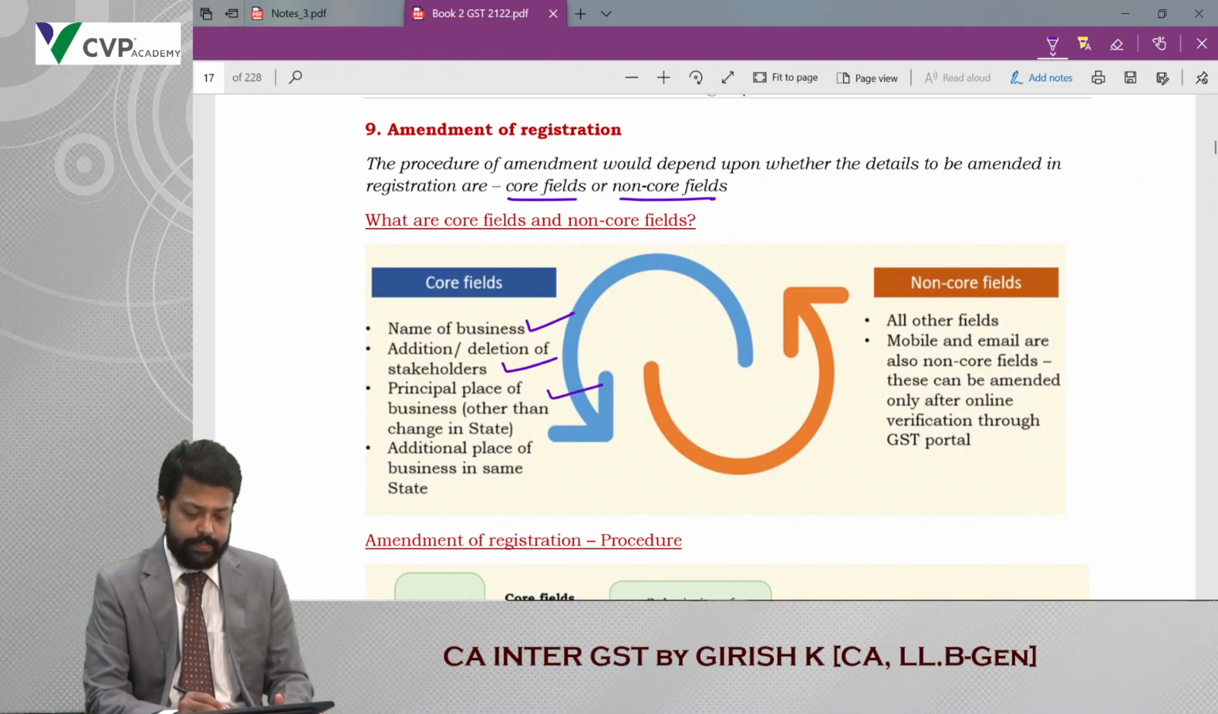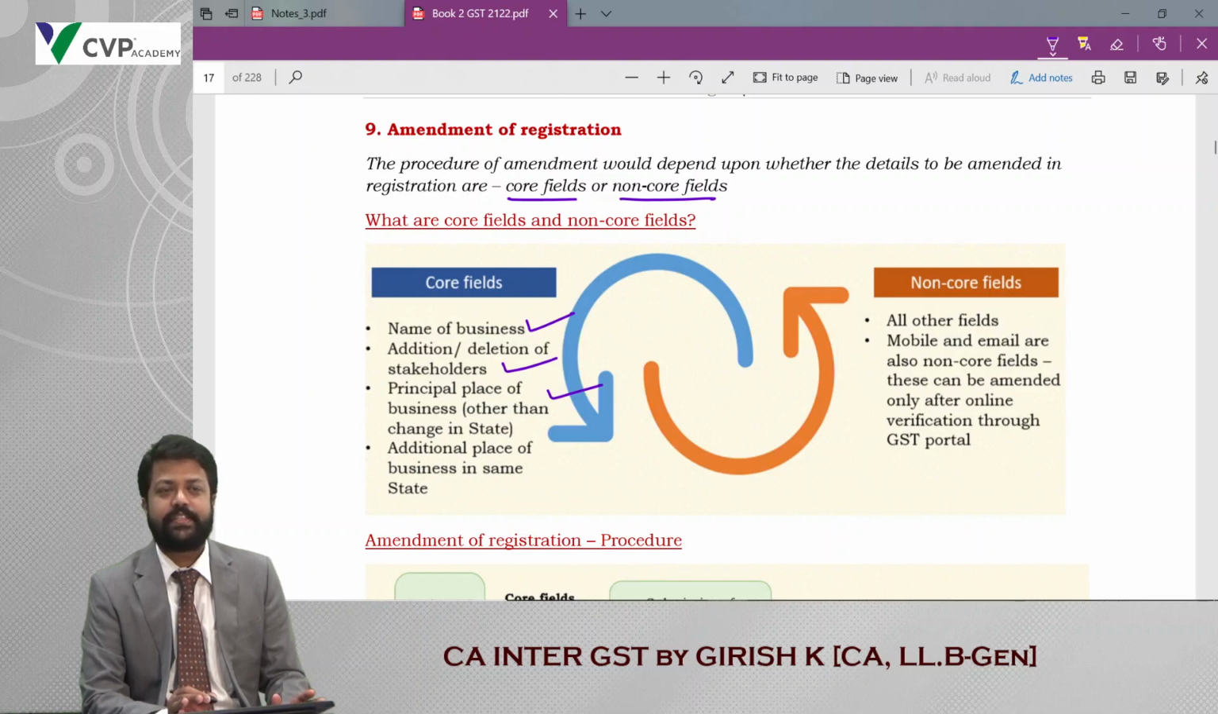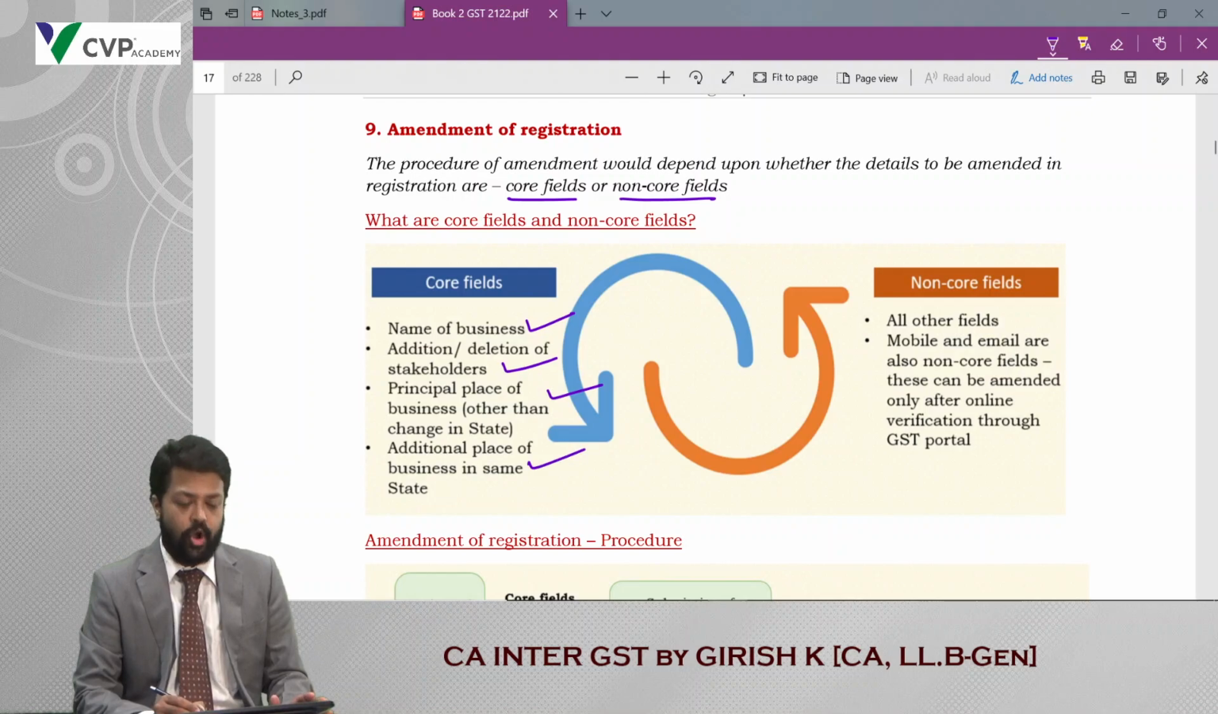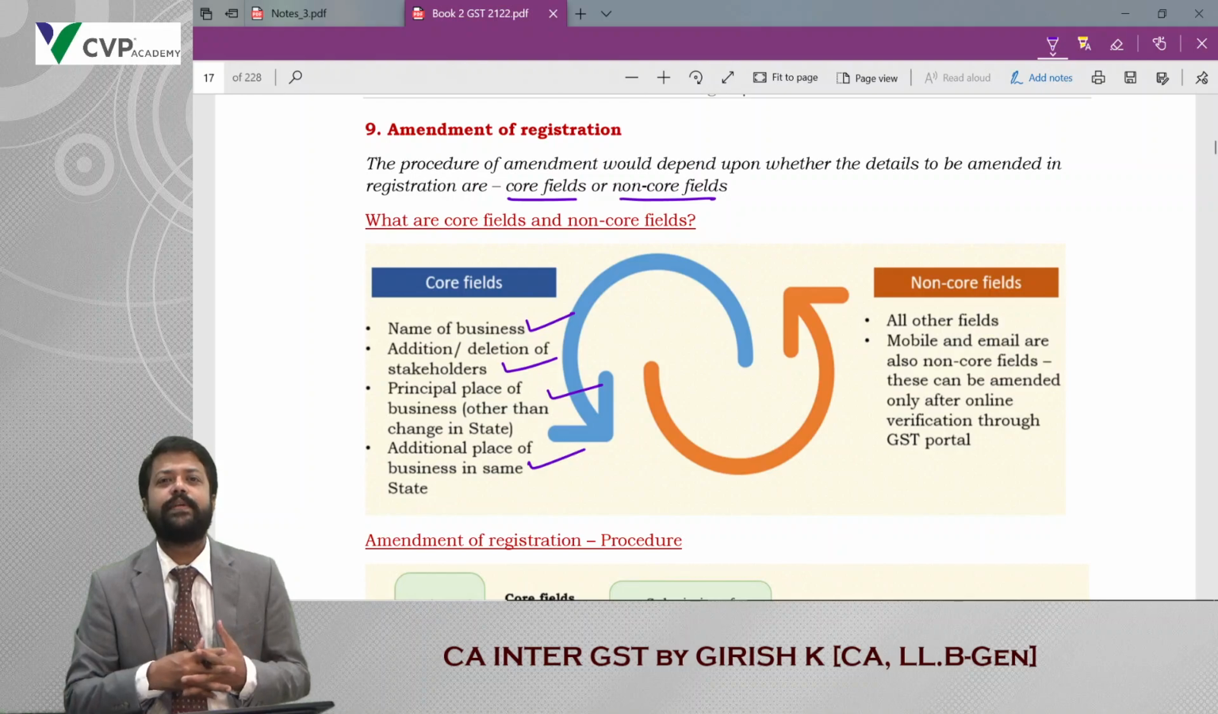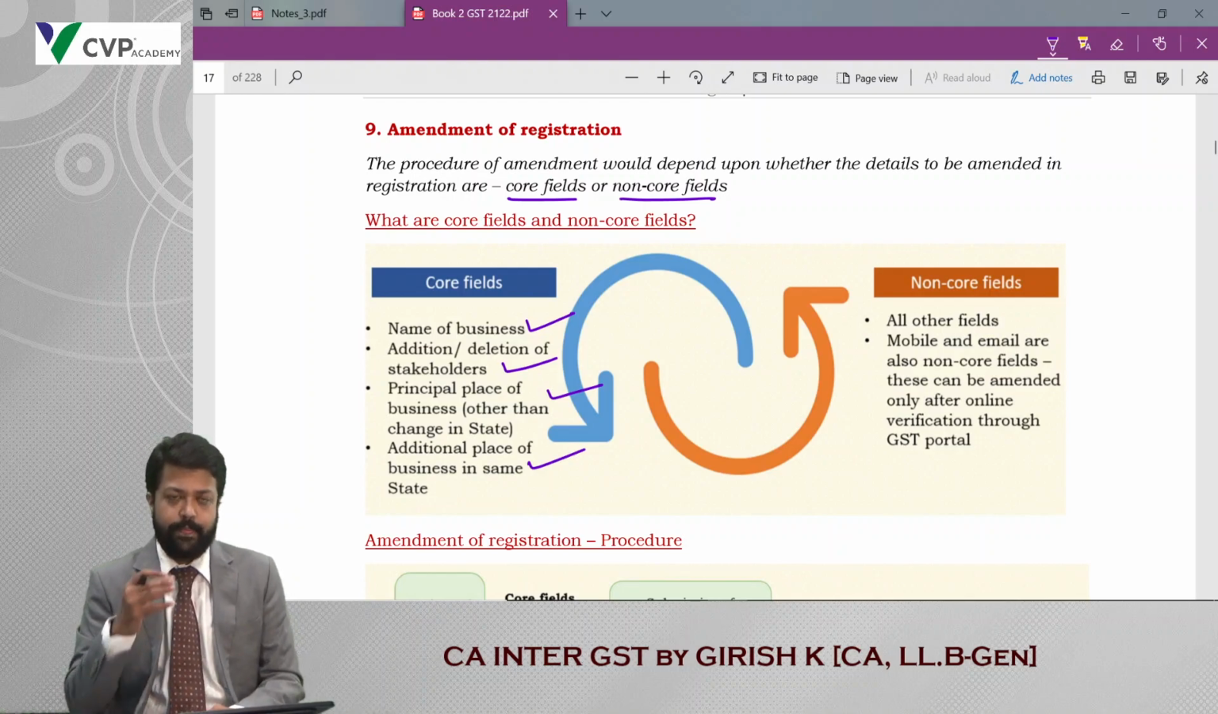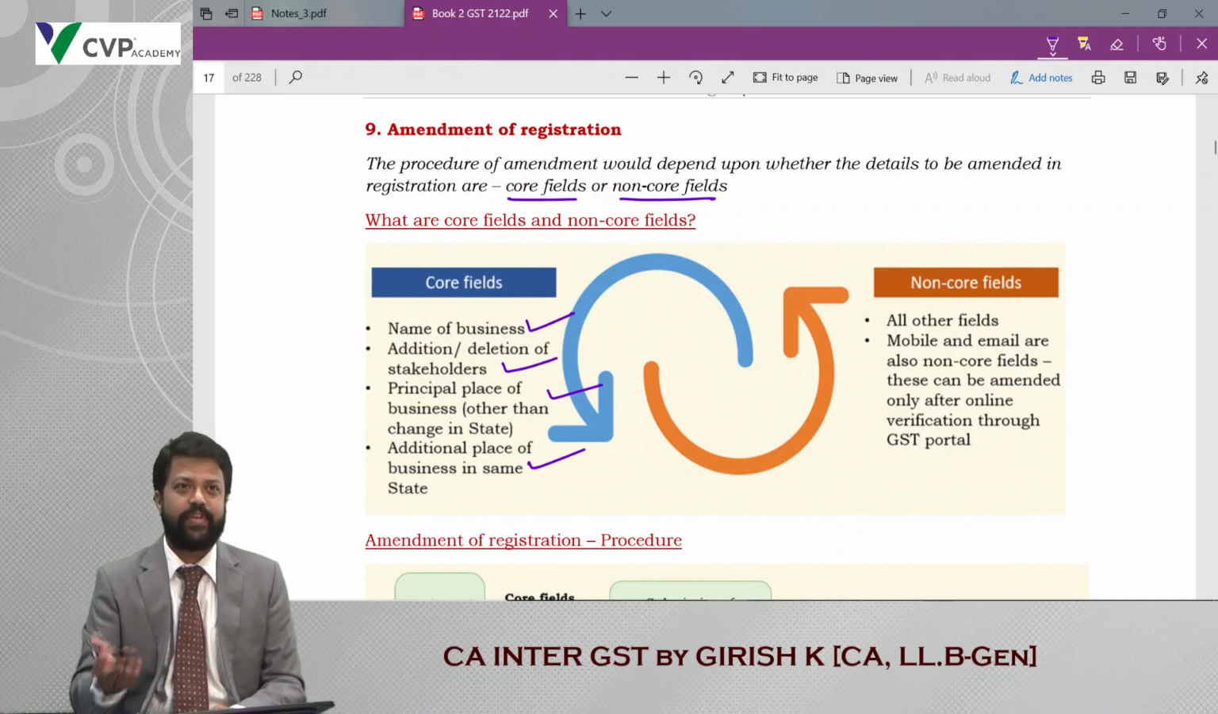Principal place, other than the change in the state. So if the principal place gets changed in the state, or there is an additional place of business in the same state, all these are core essential characteristics of business, and hence are considered as core fields. Whereas certain other fields are non-core fields. Basically, why there is a distinction between core fields and non-core fields is that the procedure for core and non-core fields amendment is different.